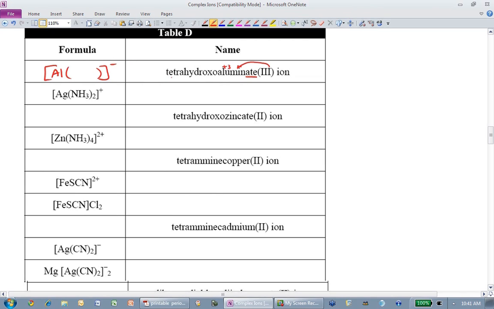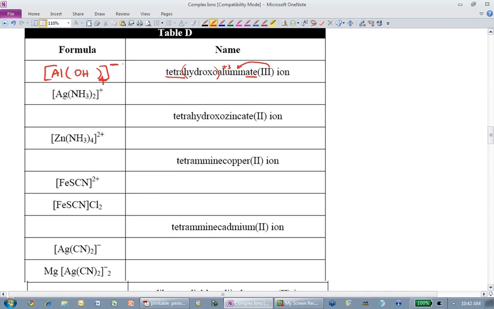And so then I come back to the beginning and I say tetra, that's a prefix of 4. So there's going to be 4 on that parentheses. And what's inside it is hydroxo, which is OH, and I know that that's the hydroxide ion with a -1 charge. So if I have 4 negative ones and a +3, indeed, I end up with a -1 charge for tetrahydroxoaluminate(III) ion.